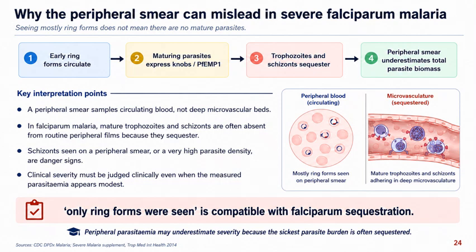Indeed, seeing falciparum schizonts in the peripheral blood can be a danger sign because it may reflect very heavy infection and failure of the sequestration mechanism. So always judge severity clinically and not by blood film. So a parasite film showing only rings does not mean the child does not have a deep-seated parasite hidden somewhere.